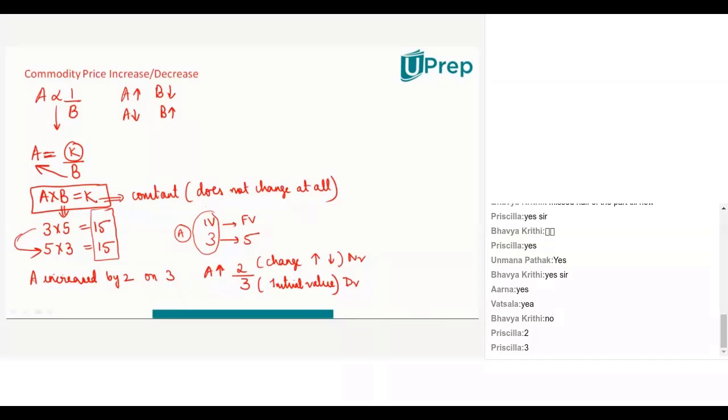So A increased by 2. A increased by 2 on what? It increased by 2 on 3, which was the initial or the base value. Is A clear to everyone? Can I move to B?